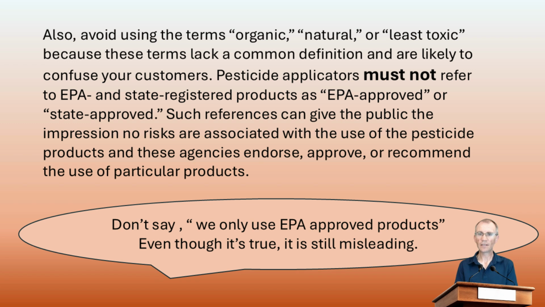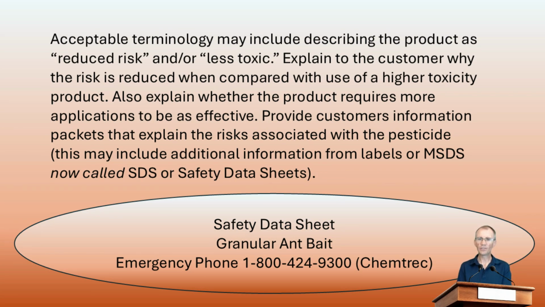Such references can give the public the impression no risks are associated with the use of the pesticide products, and that these agencies endorse, approve, or recommend the use of particular products. Don't say, "We only use EPA approved products." Even though it's true, it is still misleading. Acceptable terminology may include describing the product as reduced risk and/or less toxic.